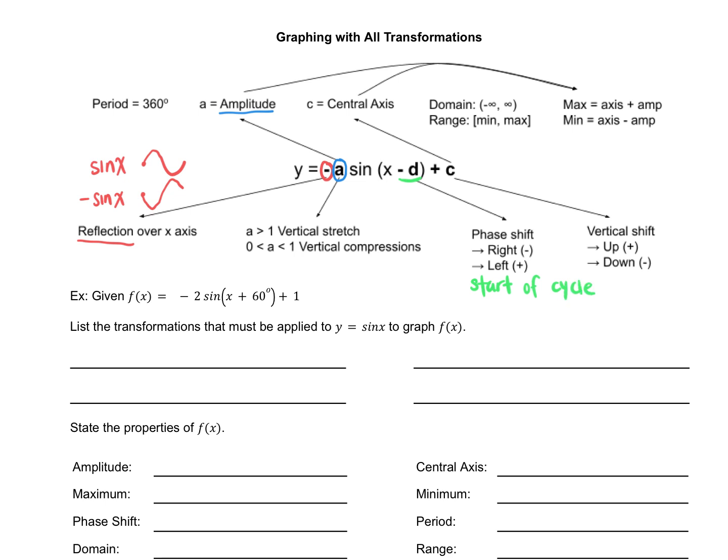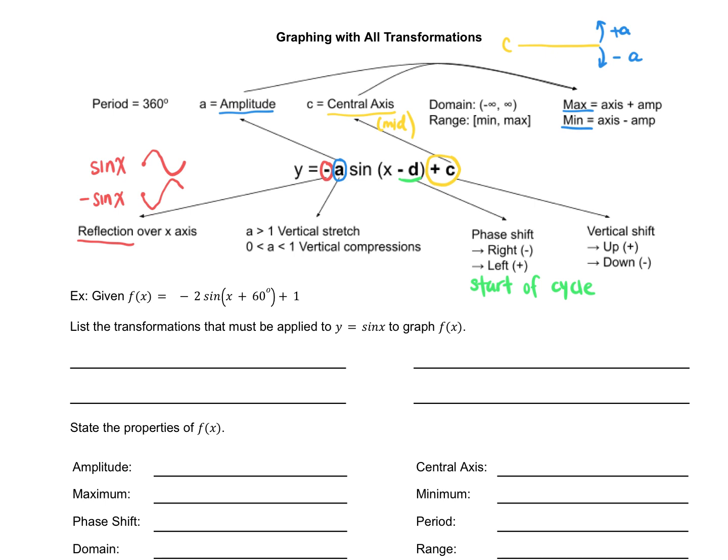Next, we have the plus c. This is your vertical shift, your up-down. But this vertical shift directly impacts the central axis, or that midline. And if you take your central axis and your amplitude together, that will give you your max and your min. So if you take your central axis and you add your amplitude, you're going to get your maximum. And if you subtract your amplitude, you're going to get your minimum. And your central axis value being whatever that shift is.